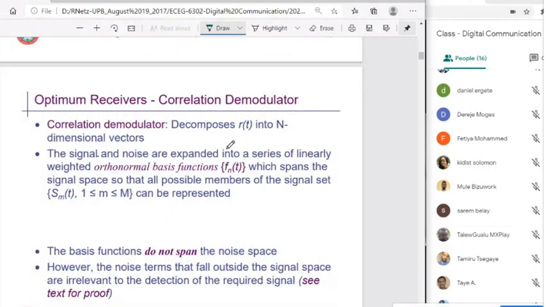Correlation type demodulator. I think the task is relatively simple. Its primary task is to decompose the waveform r of t into a vector r. That's the task of the demodulator. Of course, we see that part of r has information about the signal, or part of r is comprised of the signal, and part of r is comprised of the noise.